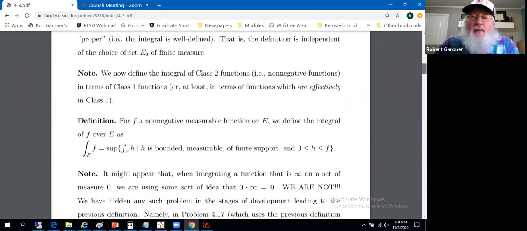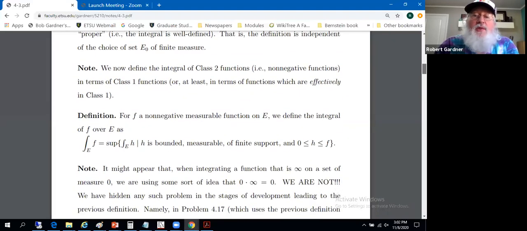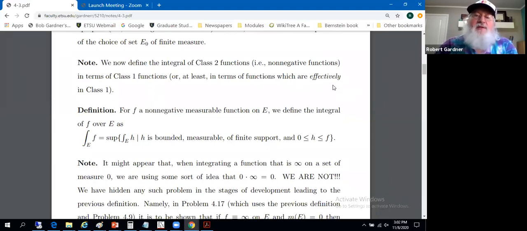Okay. So arguably that was class 1 of functions. I didn't write this out like that. But we're now in a position to define the definite integral for class 2 functions, for non-negative functions, using class 1 functions. Strictly speaking, we're using the functions that are described in this definition up here. So those functions, I want to say they're effectively in class 1. So we're still effectively using class 1 functions to define integrals of class 2 functions.